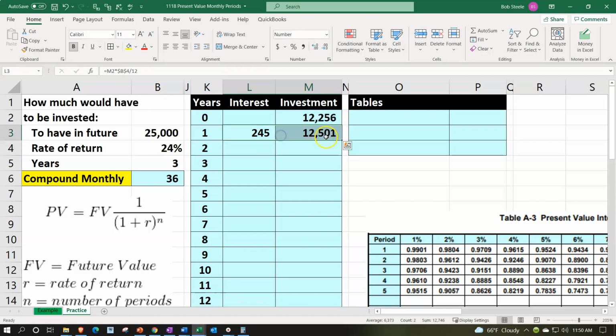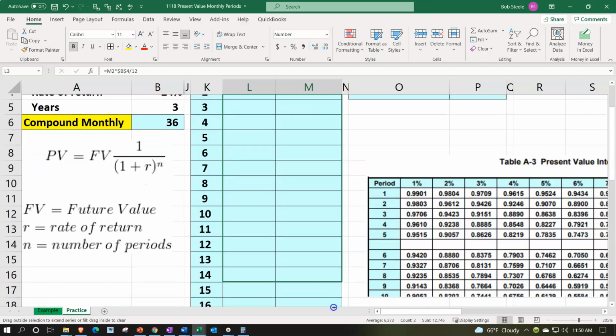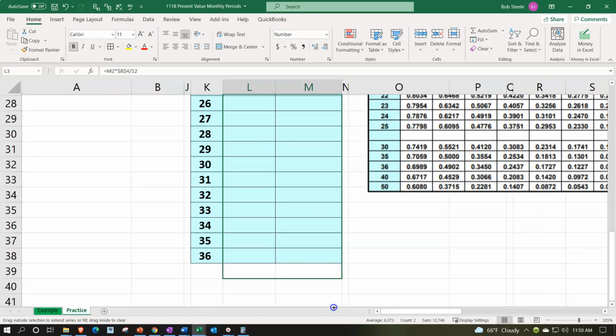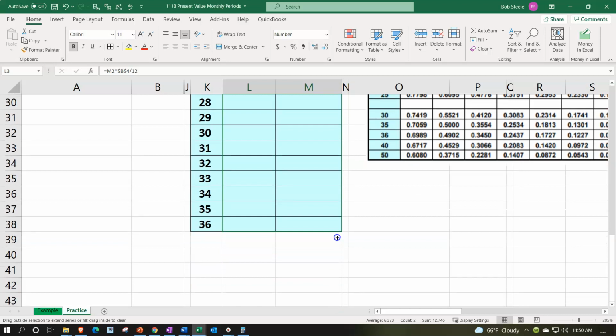Then I can just select these two. And once again, I don't care how many periods there are because I can just grab the fill handle and drag it down. Doesn't even matter. We can do a whole mortgage, 360 monthly payments for a 30-year mortgage, which we might do later, and whatever.